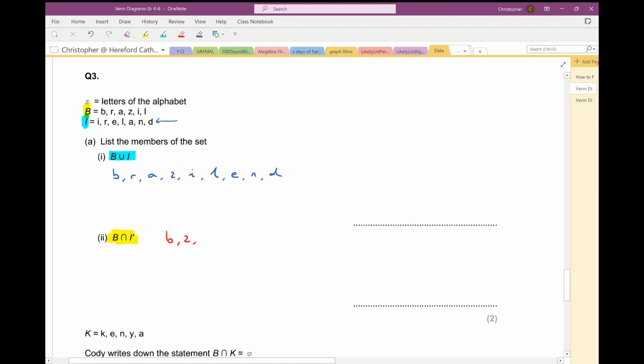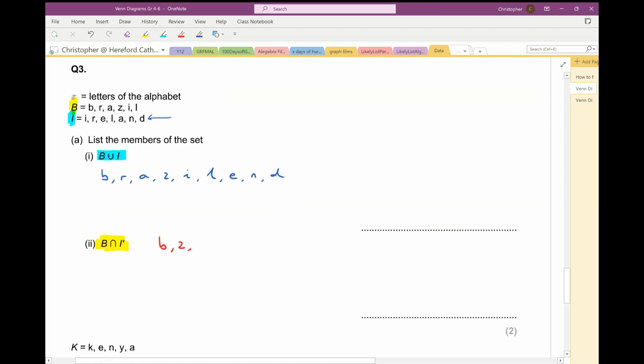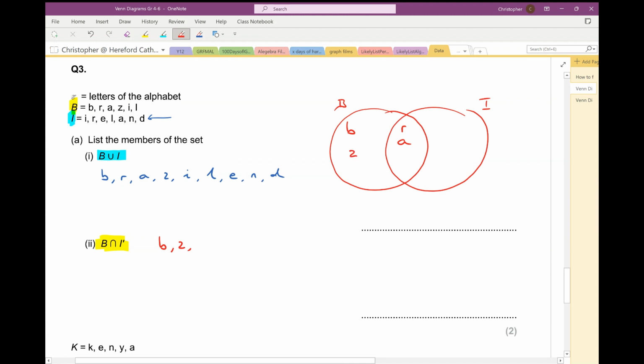Okay. Now it strikes me that it might have been easier, or you might have liked to have done this by drawing a Venn diagram. So let's just do that quickly. That's B, and that's I. So the letters of Brazil, B would go there. R is in Brazil and Ireland. A is in them both. Z is just in Brazil. I is in them both, and L is in them both.